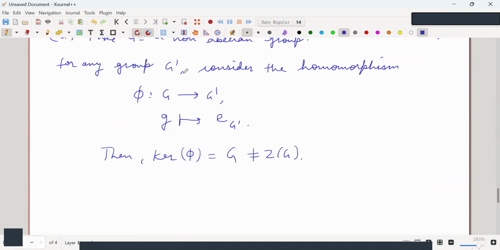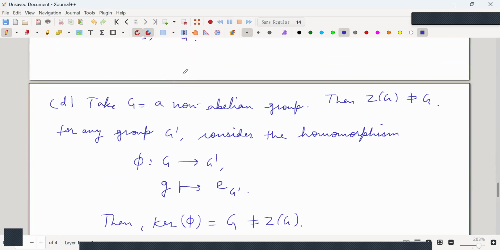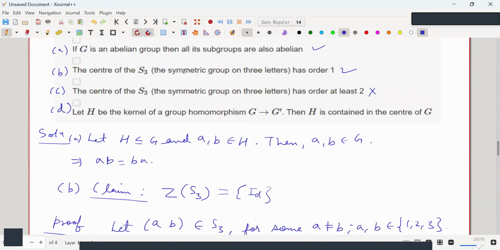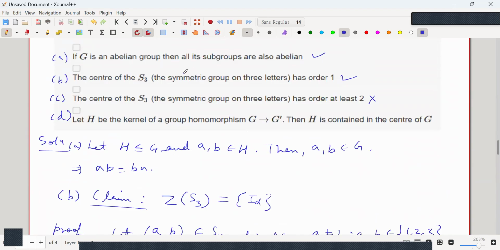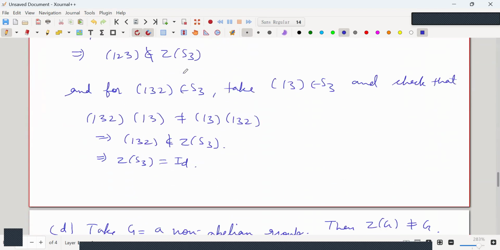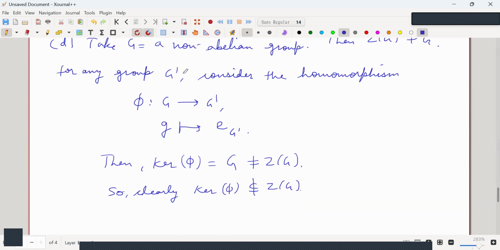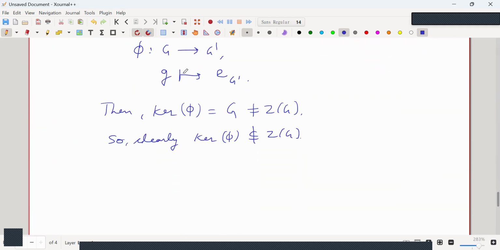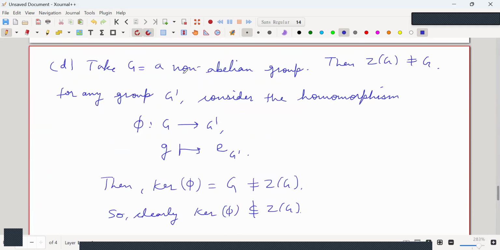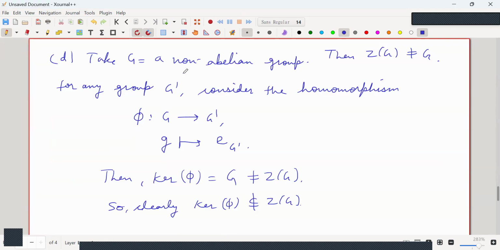And in fact, what it says is H is contained in the center of G. So clearly the kernel of phi is not contained inside the center of G, right? Thus, the claimed option is not correct. Okay, good.